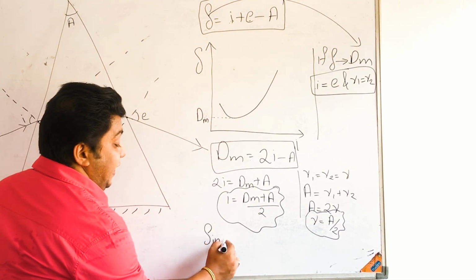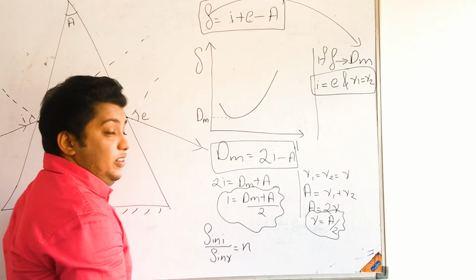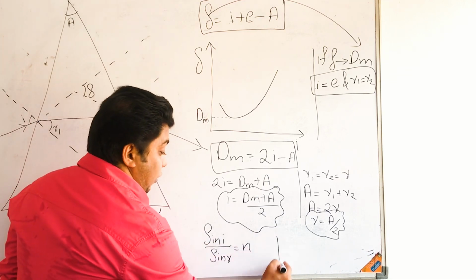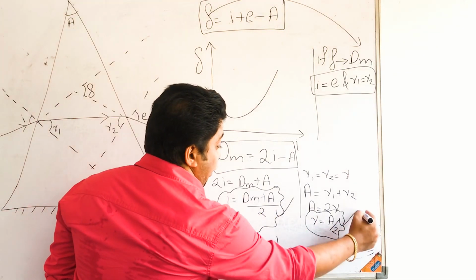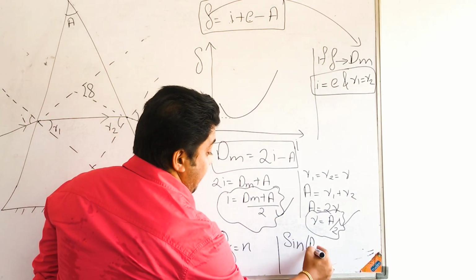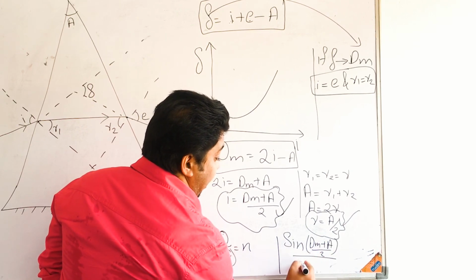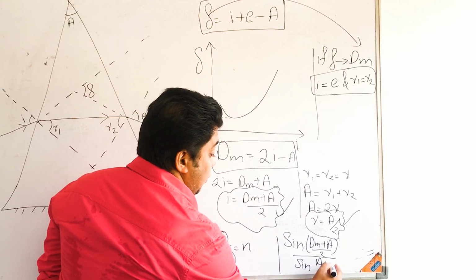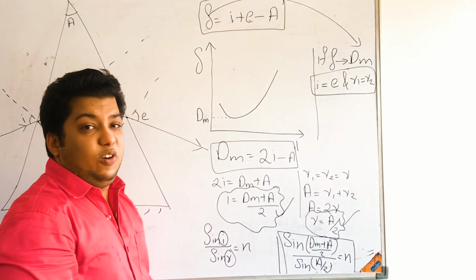Snell's law is sin I by sin R is equal to refractive index N2 by N1. So, sin I by sin R. Replace I and R, since we know the value of I and the value of R. Therefore, sin of what is I? (Dm plus A) by 2, divided by sin R, and what's R? A by 2, equal to n. This is Snell's law in the case of refraction.